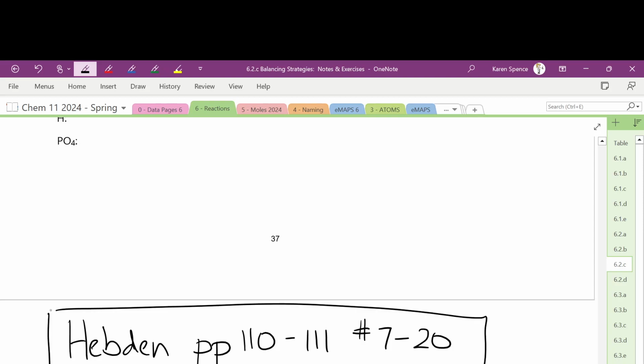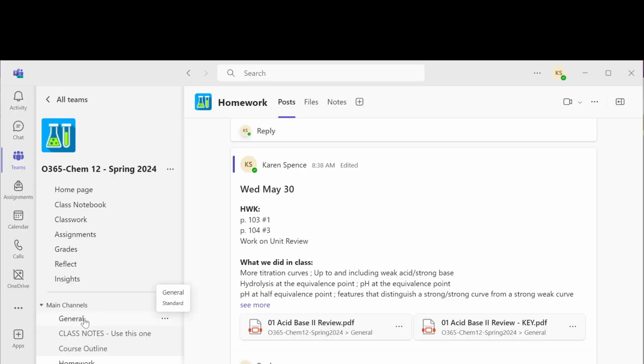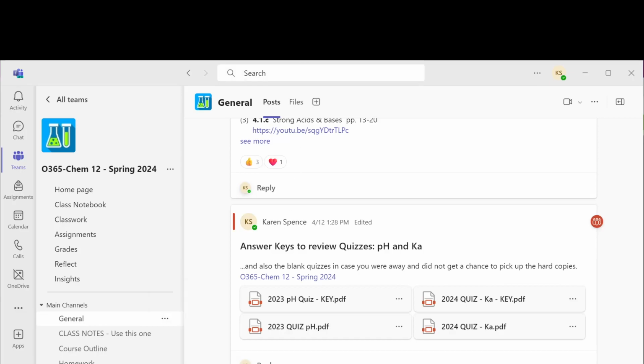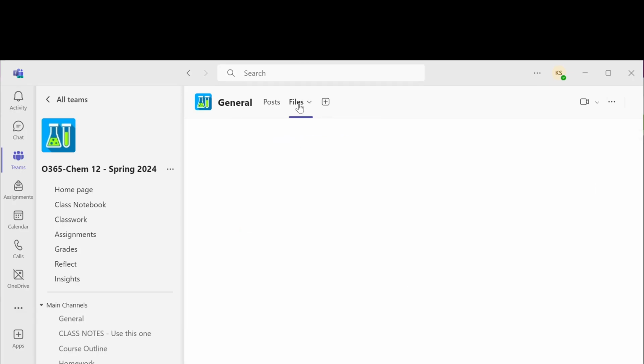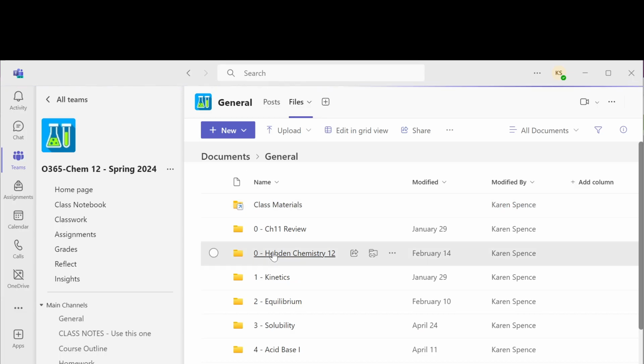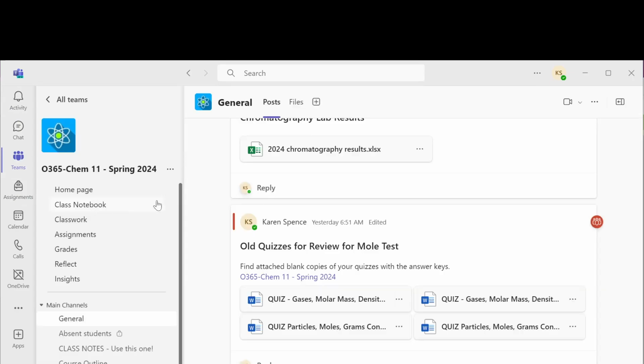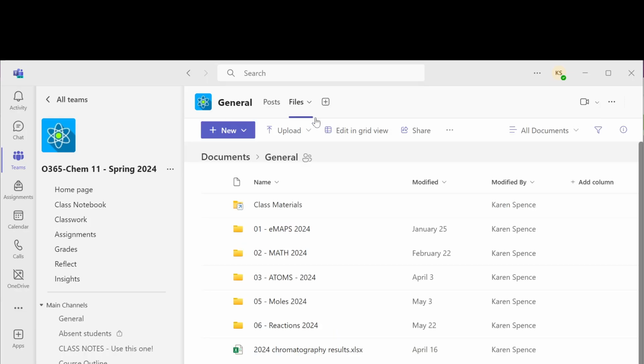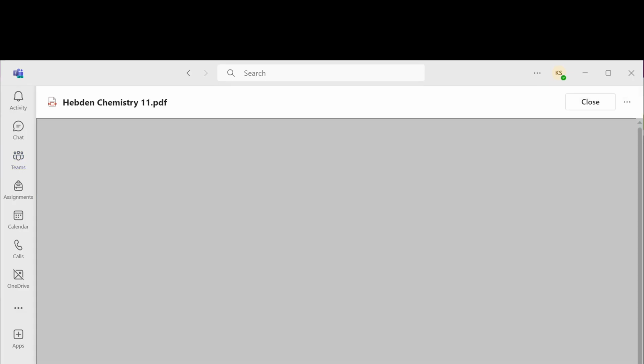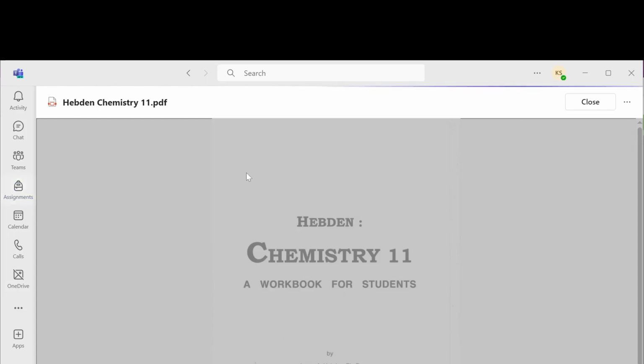Now, what I'm going to do with that is I'm going to take a screenshot of it and I'll stick it in the homework as well in case you're like, I don't remember how to find Hebden. But if you forget how to find Hebden, it is in Teams, in the general channel, in our files. Maybe I'll even just throw the file up on Teams. You can see it says, oh, that's Chemistry 12, but we'll have one as well. Chem 11, general channel, files. Where's Hebden? Hebden Chemistry 11. And there's a Hebden Chemistry 11 answer key also.